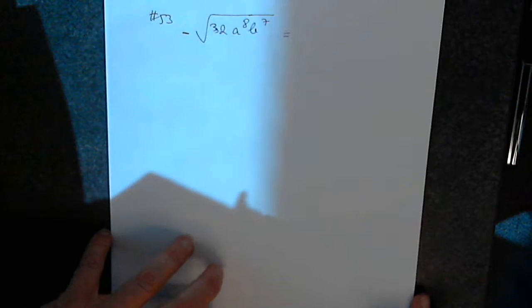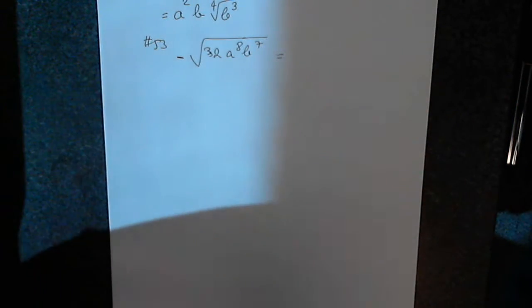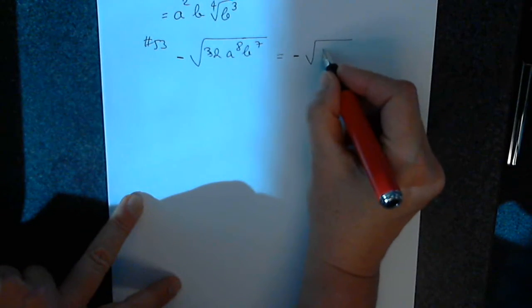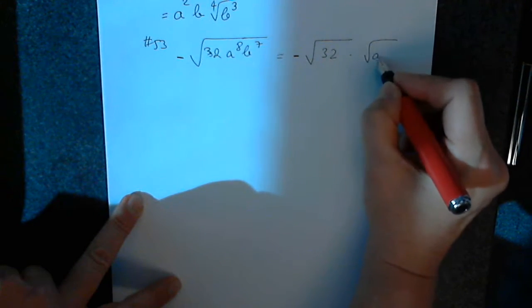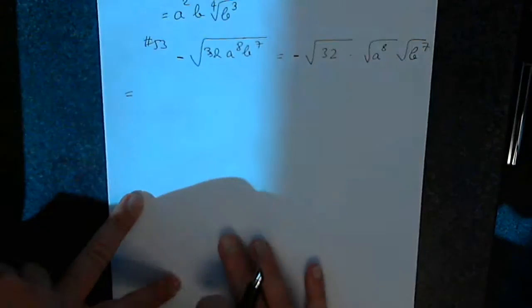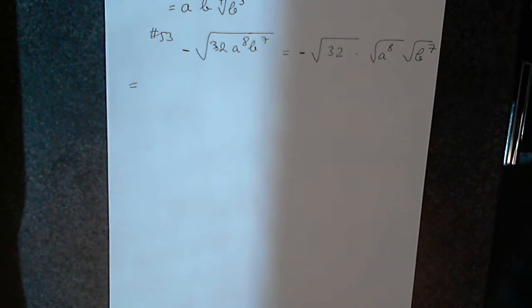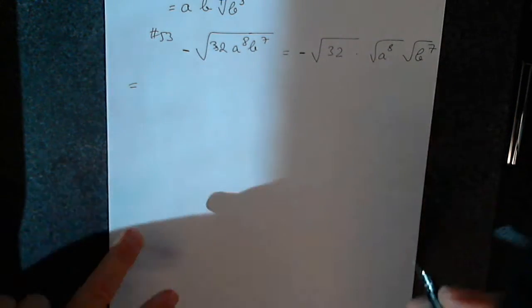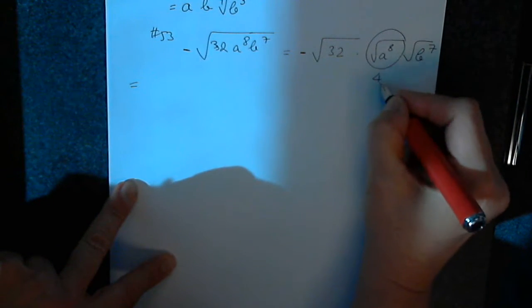Okay, now in this case, we have three different situations. We have the square root of 32, we have the square root of a to the 8th, and we have the square root of b to the 7th. But only one of them is nice. It does not need any effort on our part. Which one is that? Yes, because this is a to the 4th.